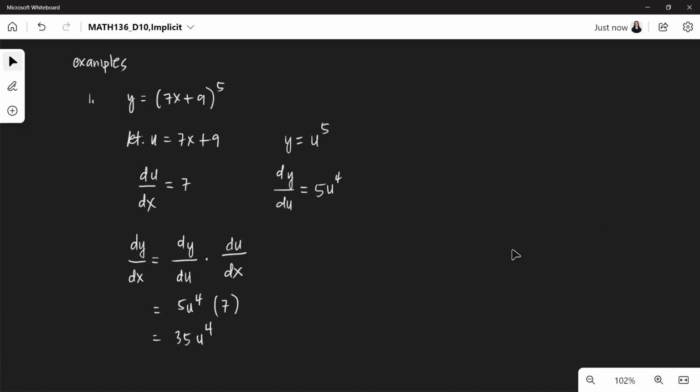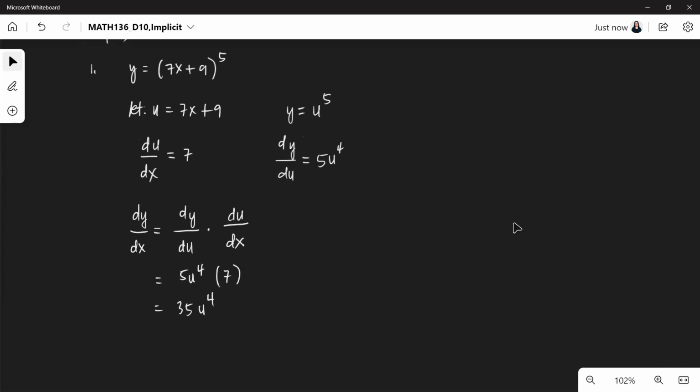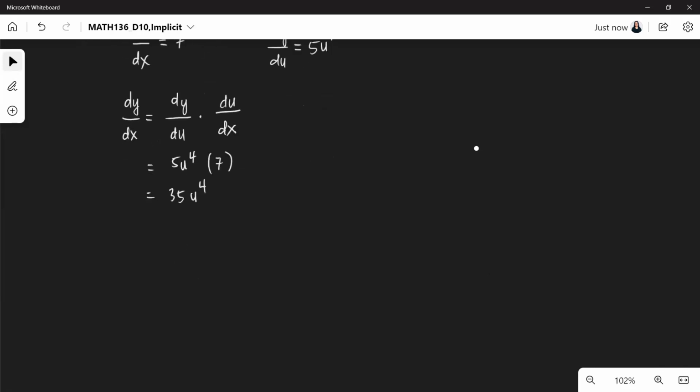And then you need to express the final answer in terms of the original variable x. So replace u with 7x plus 9. So it's going to be 35 times 7x plus 9 quantity raised to the power of 4. So this is now the final answer.